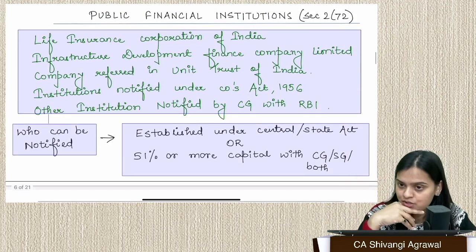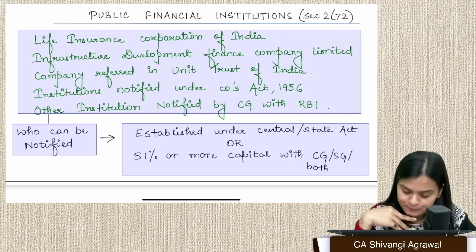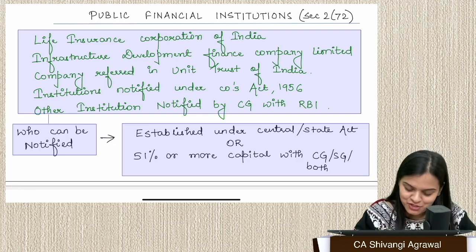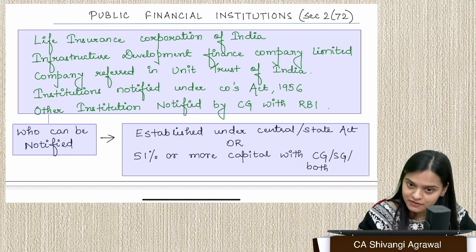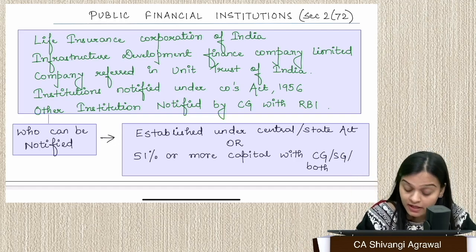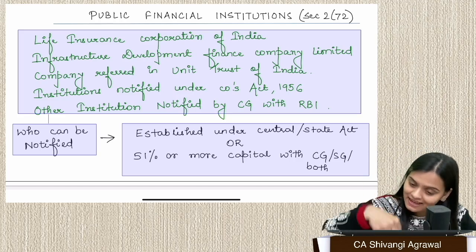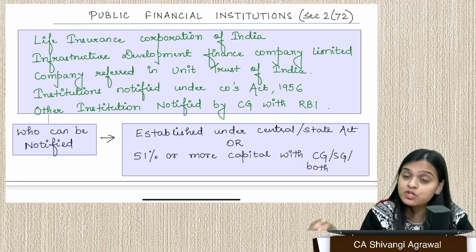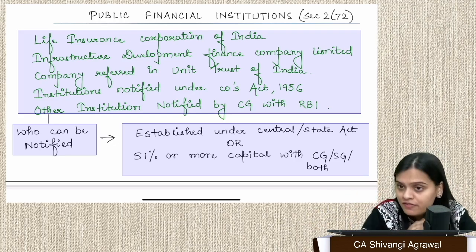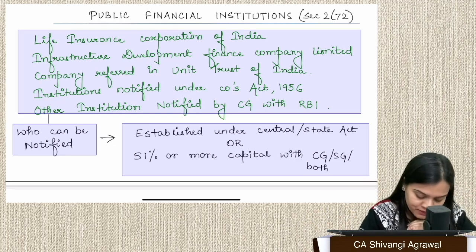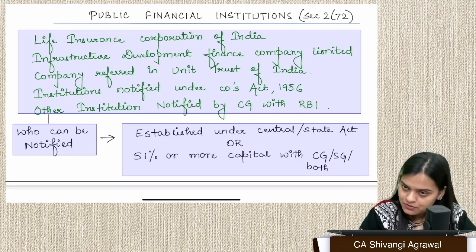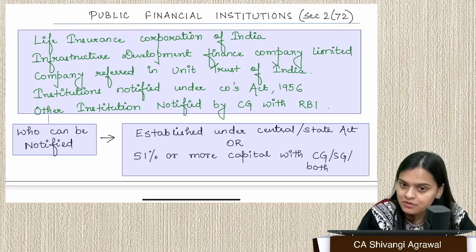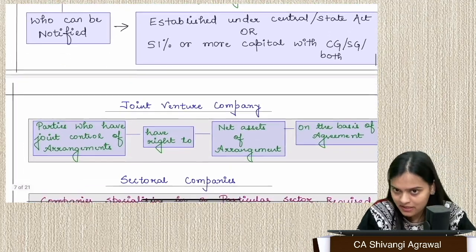Next is PFI, Public Financial Institutions, Section 2, Clause 72. In this, you have to remember Life Insurance Corporation of India (LIC), IDFCI, UTI, institutions which were notified under the Companies Act 1956, and other institutions which may be notified. What can be notified? The Central Government can notify any institution as PFI by consulting with RBI. However, there is a particular criteria which must be met, and thereafter only you can notify that institution as PFI. What is the criteria? Either it should be established under a central or state act, or at least 51% of capital should be held by the central government or state government, or partly by the central government and partly by the state government.